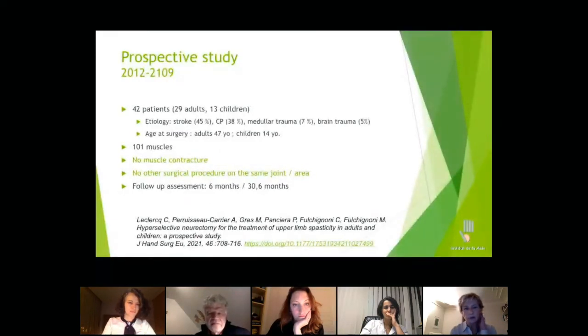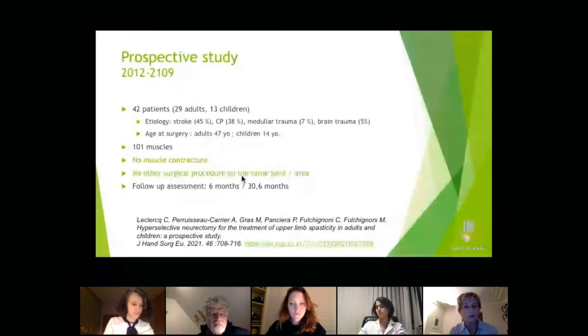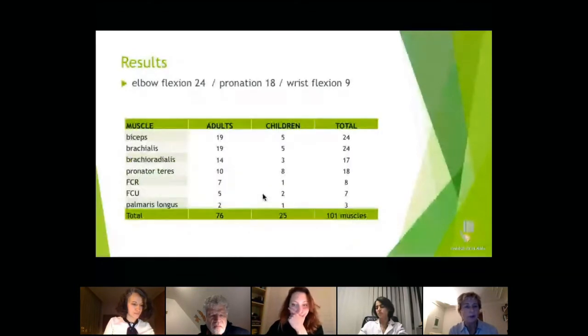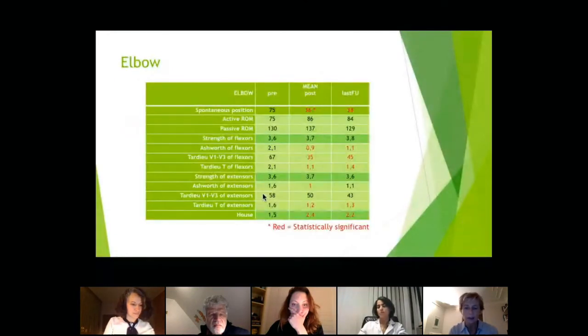This is a 7-year prospective study, and it's just been published in the European Journal of Hand Surgery 2 months ago. It included 42 patients, 101 muscles, and the last follow-up is 30 months, mostly for elbow flexion, also pronation, and less for wrist flexion. And these are the results, very rapidly.